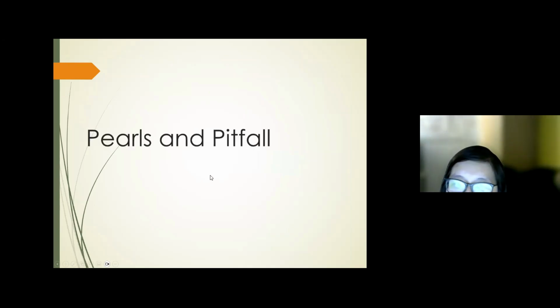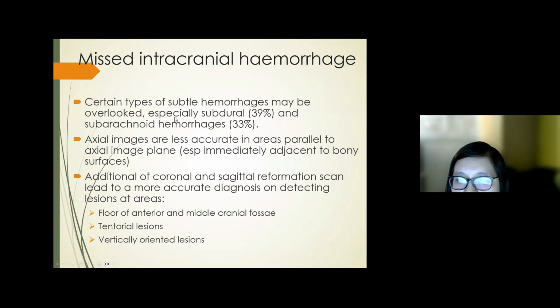So now move on to the pearls and pitfalls of the imaging in the traumatic head injury. Certain types of intracranial hemorrhage can be overlooked, especially subdural and also the subarachnoid hemorrhage. So axial images are less accurate in areas parallel to the axial image plane, especially immediately adjacent to the bony surface. So addition of coronal and sagittal reformation scans can lead to a more accurate diagnosis on detecting lesions at the areas like floor of the anterior and middle cranial fossa, temporal lesions, and also vertically oriented lesions.